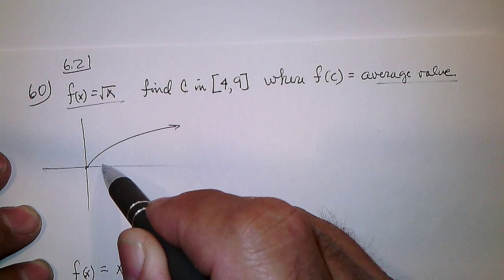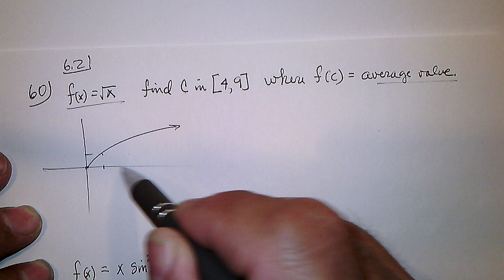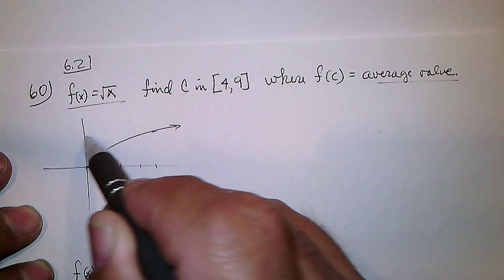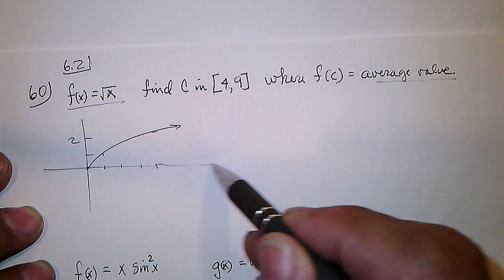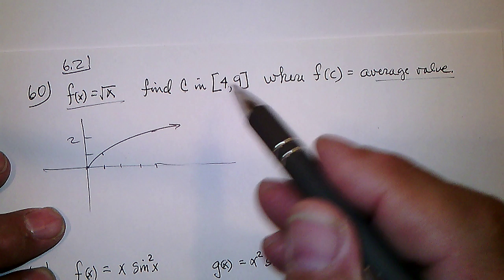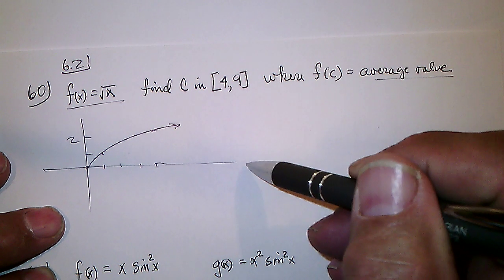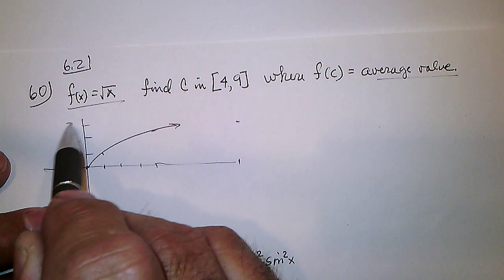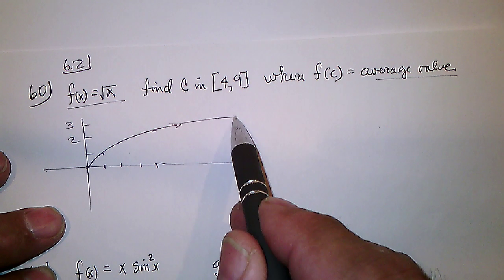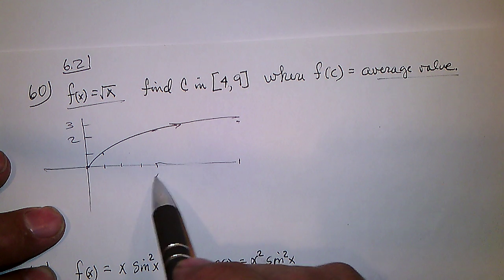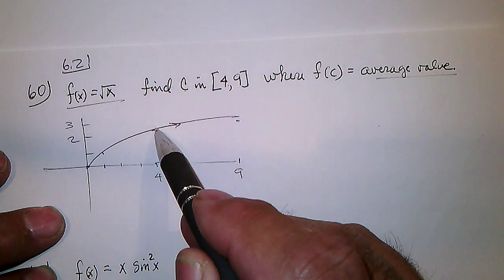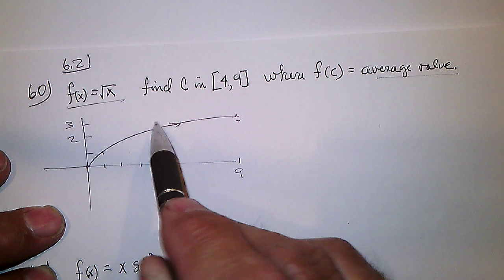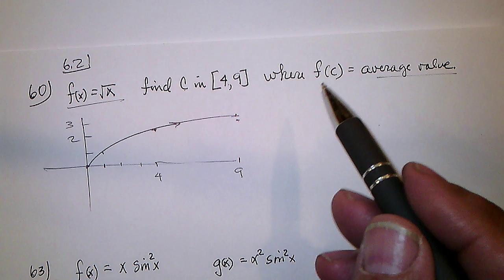It starts at 0, 0, 1, 1. Square root of 4 is 2. And if you go clear out to 9, the square root of 9 is 3. If we're going from 4 to 9, it's going from a height of 2 to 3. So the average value is somewhere between 2 and 3.